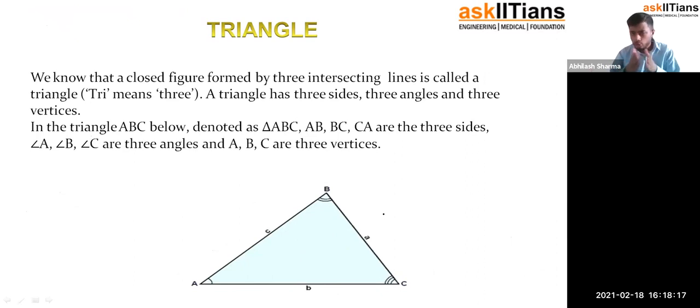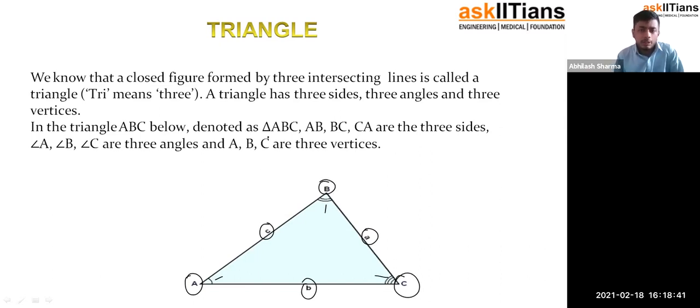A closed figure formed by three intersecting lines is called a triangle. It has got three sides, three angles, three vertices. It is very clear from the diagram itself. It has obviously got three sides, three angles, 1, 2, and 3, and three vertices.